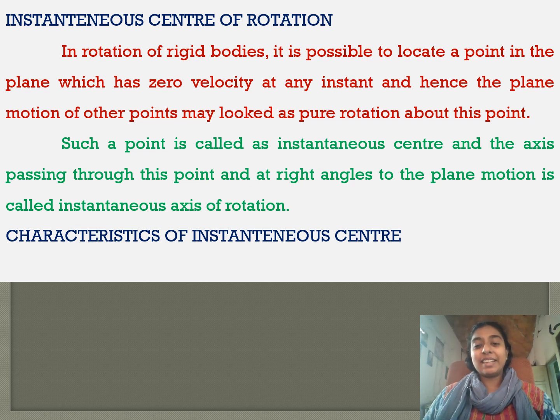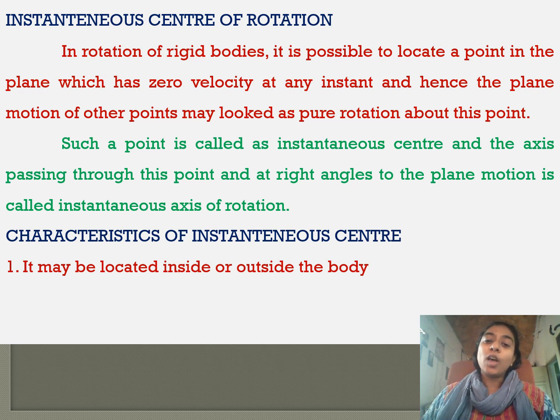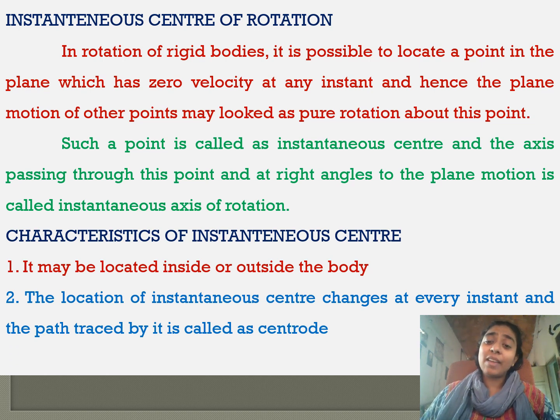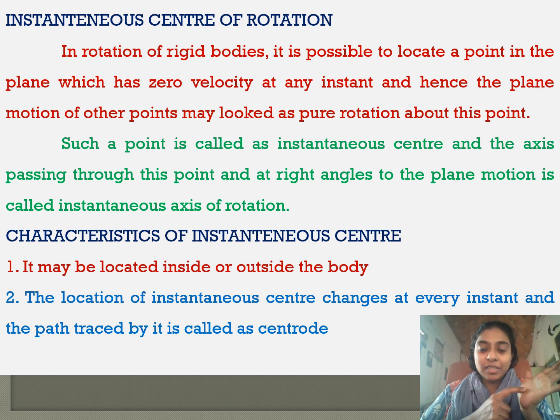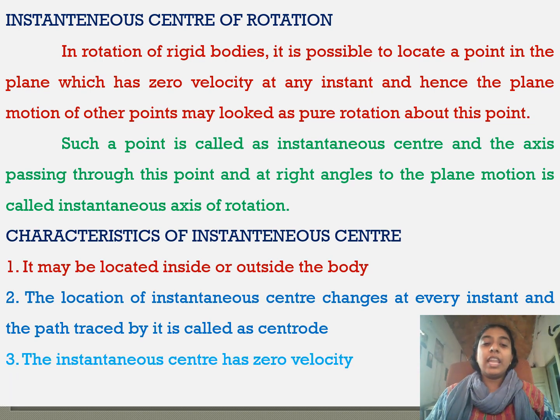What are the characteristics of instantaneous center? It may be located inside or outside the body. Sometimes you can locate the point somewhere inside or outside the body. The location of the instantaneous center changes at every instant, and the path traced by it is called a centroid. One time you will have the instantaneous center at this point, then it will move to some other point. In that case, the path traced by the instantaneous center is called the centroid. The third characteristic is that the instantaneous center has zero velocity. So only three characteristics, and that's all for today.